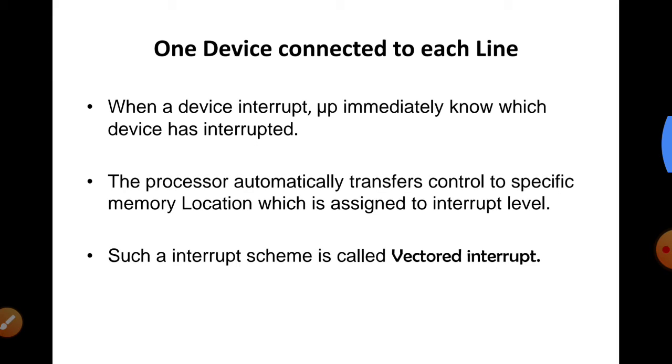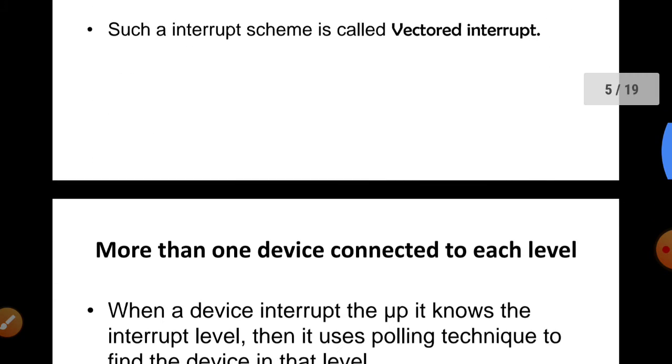But if one device is connected to each line, then any device connected to the line that is going to interrupt the process of the microprocessor, there is no need of polling. Immediately the processor comes to know that through this line the device has interrupted. So, concerning that line, there will be a certain subroutine program that will be executed automatically by the microprocessor. Such a type of interrupt scheme is known as vectored interrupt.